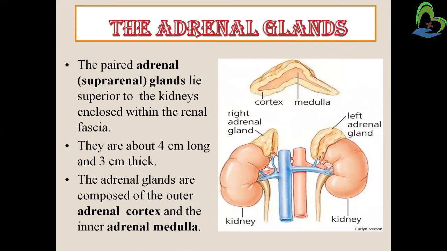Now the adrenal gland. The adrenal gland lies superior to the kidney, enclosed within the renal fascia. Here you can see the right adrenal gland and the left adrenal gland. They are about 4 centimeters long and 3 centimeters thick, and each is composed of two parts, the cortex and the medulla. The outer part is known as the cortex and the inner part is known as the adrenal medulla.